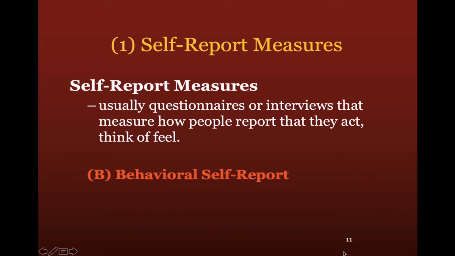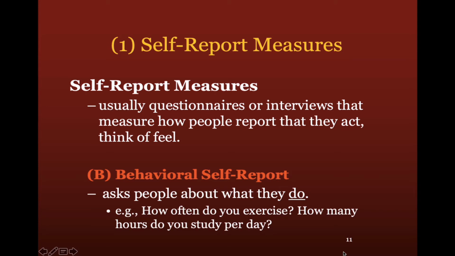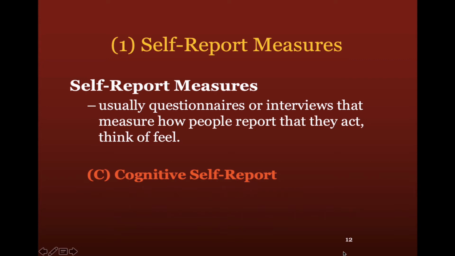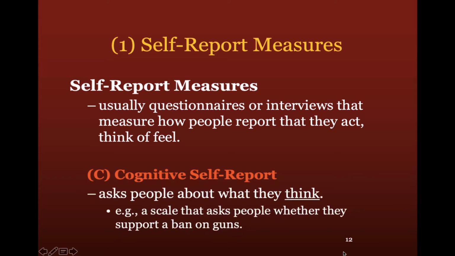The B is a behavioral self-report. And this is where you ask people what they do, right? So how often do you exercise? How many hours do you study, right? These are all things that people are doing. You're asking them to report that. And then the C is cognitive self-report measures. This is when you're asking people what they think. So you can ask them to report about how they feel about the protests or about bans on guns.